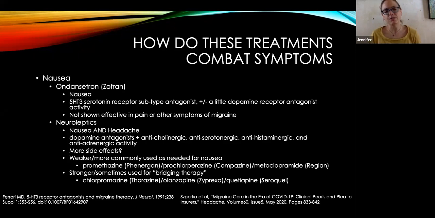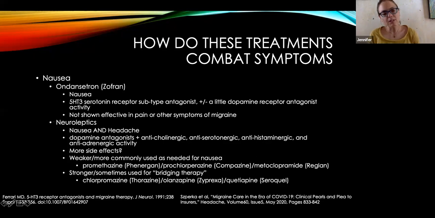So Zofran or ondansetron, many of you probably know of that one, is kind of its own thing. It's targeting a certain sub-receptor type of the serotonin receptor, and maybe a little dopamine receptor activity as well. Somebody actually did some studies a few years ago trying to see if it would help the headache part of migraine, and it doesn't really, it just helps the nausea part.